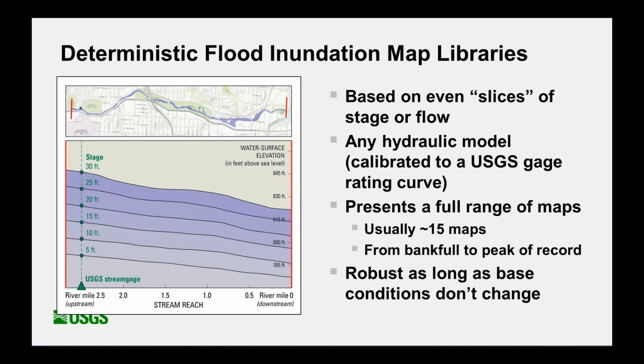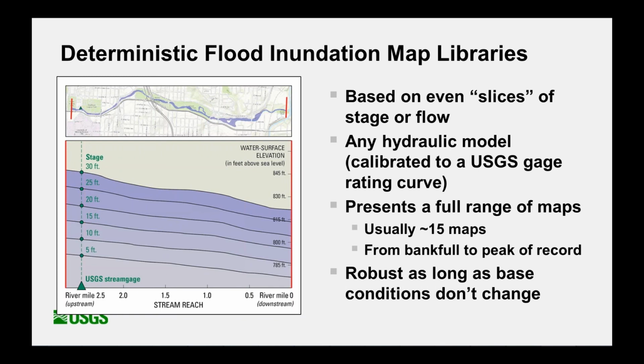Deterministic flood inundation map libraries use the same modeling method, but different inputs and purpose. They're created exactly the same. The difference is that we're going to feed in even slices of either stage or flow. The diagram that you see here shows 5-foot intervals. They can really be anything that's dictated by the accuracy of your elevation model that you're using to create that model and to derive those maps accordingly. You can really use any hydraulic model. The most common is certainly HEC-RAS, but any hydraulic model that's appropriate for that area. And we, of course, encourage you to use the USGS stream gauge and rating curve to drive that home and to be able to tie it into that real-time information.